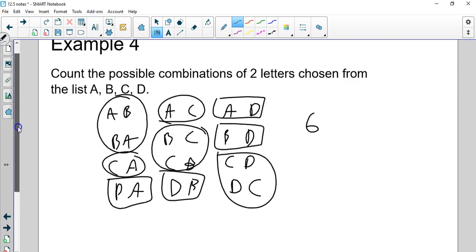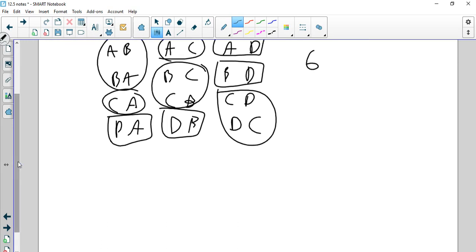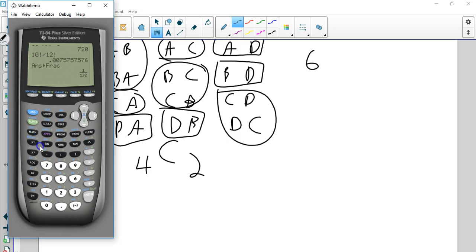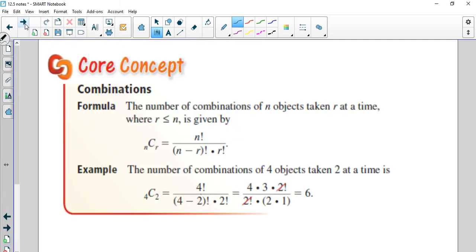But if I did not want to do the drawing out of that, I have 4 letters to choose from, and I'm picking 2 letters, but since order doesn't matter, I'm doing a combination. So watch what happens. If I go to my handy dandy calculator and hit 4, math, PRB, now this time I hit 3, and then 2, and there's my answer. 6 possibilities. So that's what we just did. I just kind of previewed that.